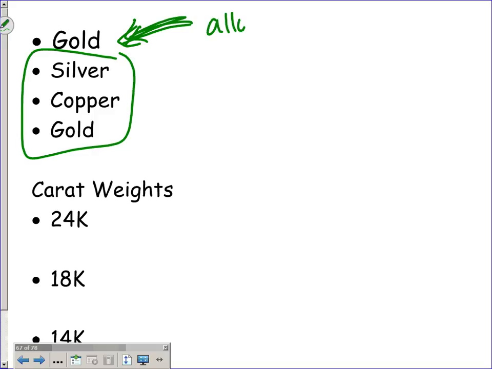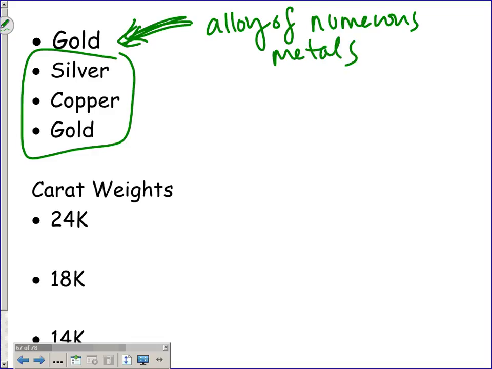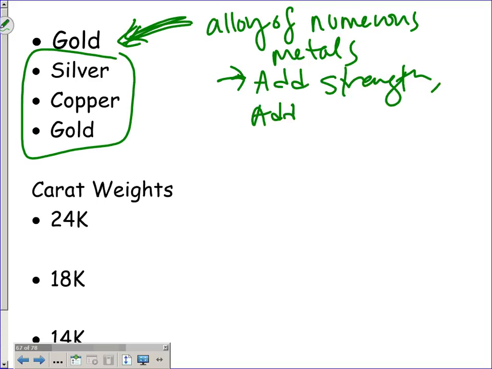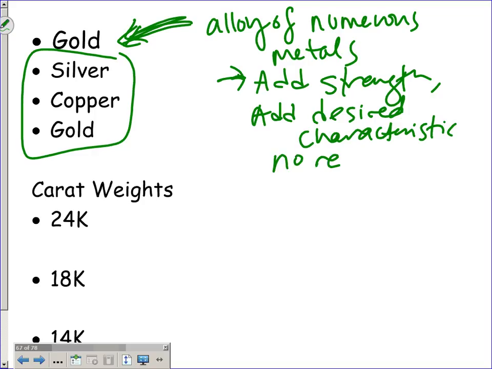So it's actually an alloy of numerous metals. So why would we want all these metals in our alloy? Okay, so they add what? What'd you say? They add strength. They add some sort of desired characteristic, and some of those desired characteristics can be things like non-reactive. I hope you're writing down the premise of why an alloy is forming, not just me. It's me and my board.